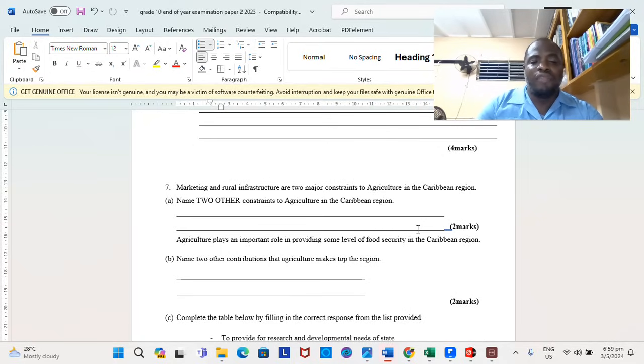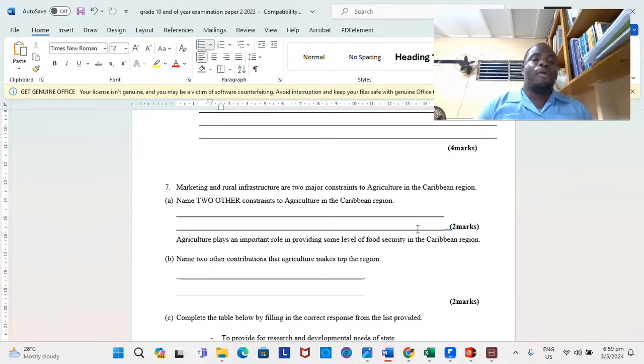And of course, we have these agricultural shows. In Jamaica, we have the Denby Agricultural Show, the Boston Jerk Festival. These are some of the things that persons from overseas come to Jamaica for. Agriculture provides clothing.